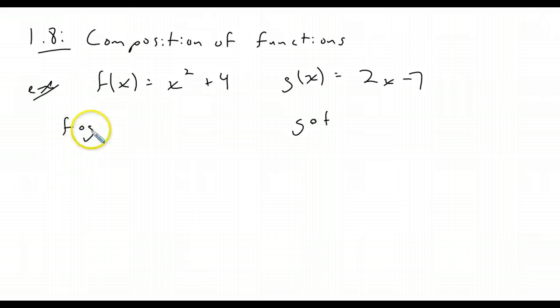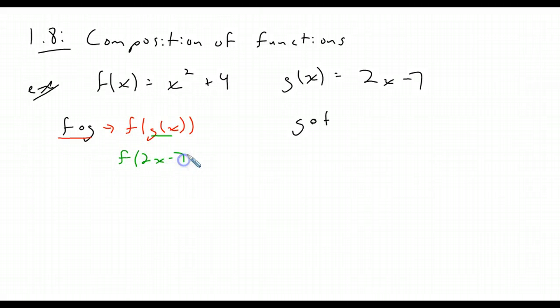So f of g, don't forget this is just f of g of x. Whatever comes first in this pair must come first in this pair. I don't really know any number for g of x, but I do know g of x is 2x minus 7. So I can say this is f of 2x minus 7. Now this says go to f, plug in 2x minus 7 where I see an x. X is right here. So all I need to do is put in 2x minus 7 for that x.